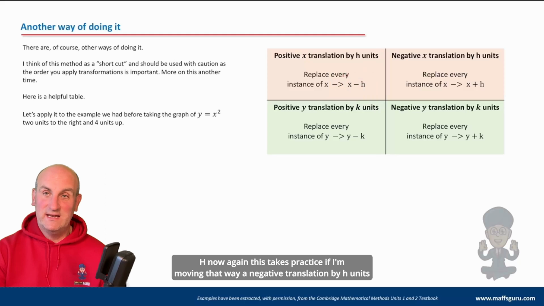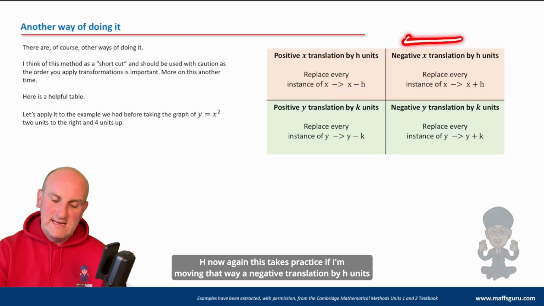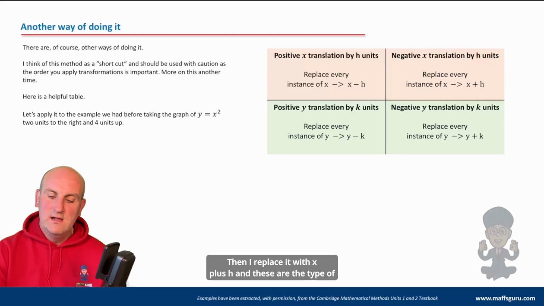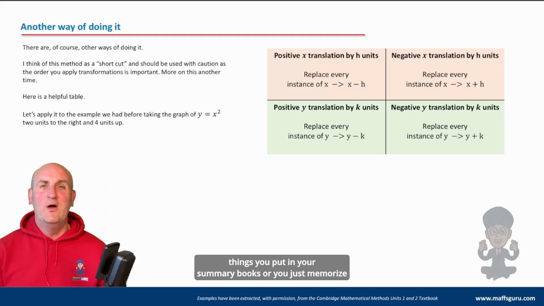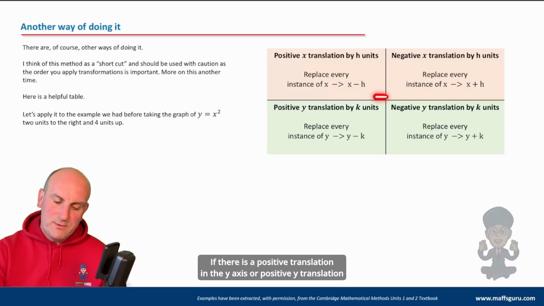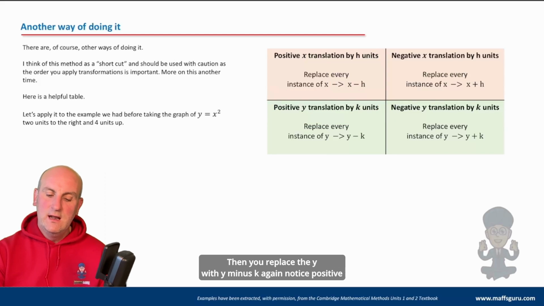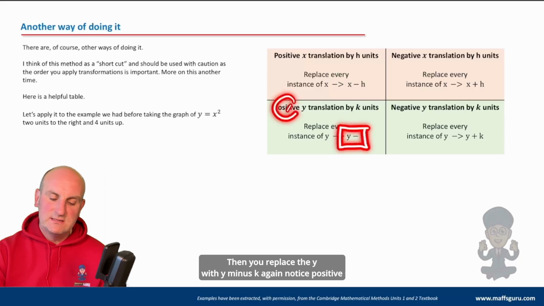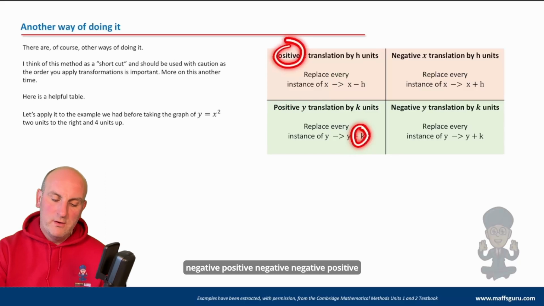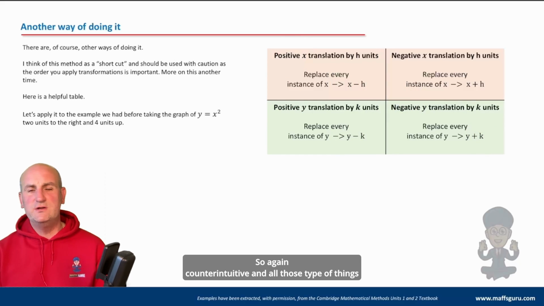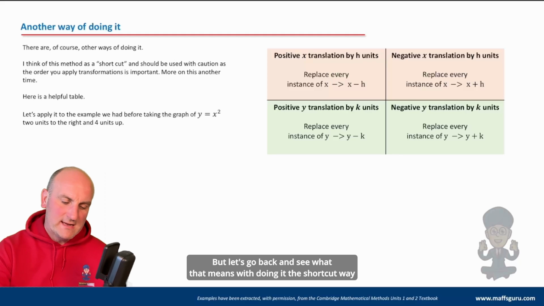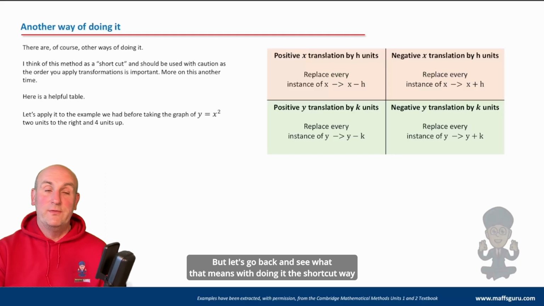Now again, this takes practice. If I'm moving that way, a negative translation by h units, then I replace it with x plus h. And these are the type of things you put in your summary books or you just memorize. If there is a positive translation in the y-axis or positive y translation, then you replace the y with y minus k. Again, notice positive, negative, positive, negative, negative, positive. So again, counterintuitive and all those type of things. But let's go back and see what that means with doing it the shortcut way.